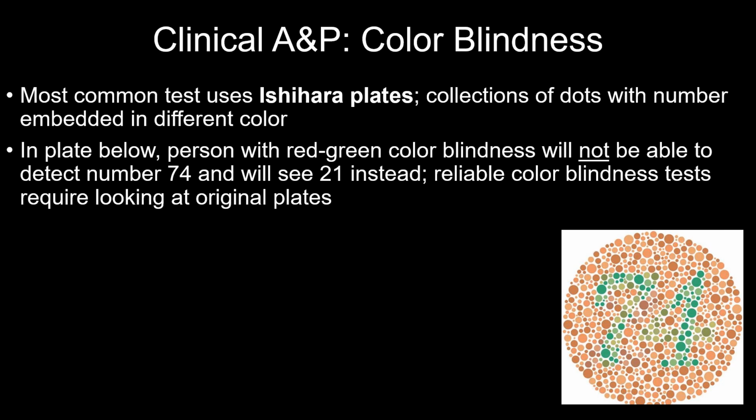You need to know that reliable color blindness testing actually requires you going to an ophthalmologist or an optometrist and having them test you by looking at the original Ishihara plates. This is just an image that tests you on that. If you see the number 74 in this image, your cones are functioning properly. You may, however, only see the numbers 21. 21 is not correct. That's a good sign that you may have red-green color blindness.